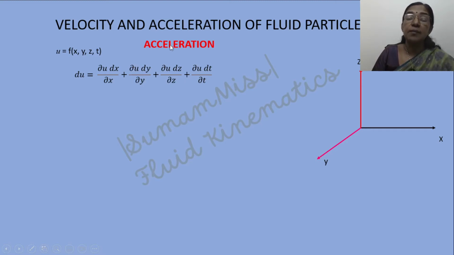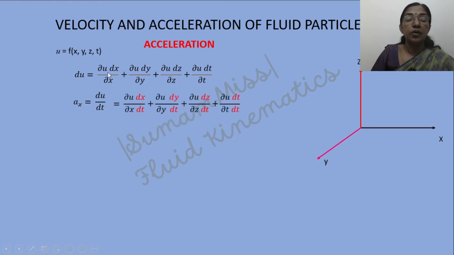So acceleration component in x direction equals the total change in velocity in x direction with respect to time. So ax represents the acceleration component in x direction, equal to du by dt, that is equal to dou u by dou x into dx by dt plus dou u by dou y into dy by dt plus dou u by dou z into dz by dt plus dou u by dou t into dt by dt.